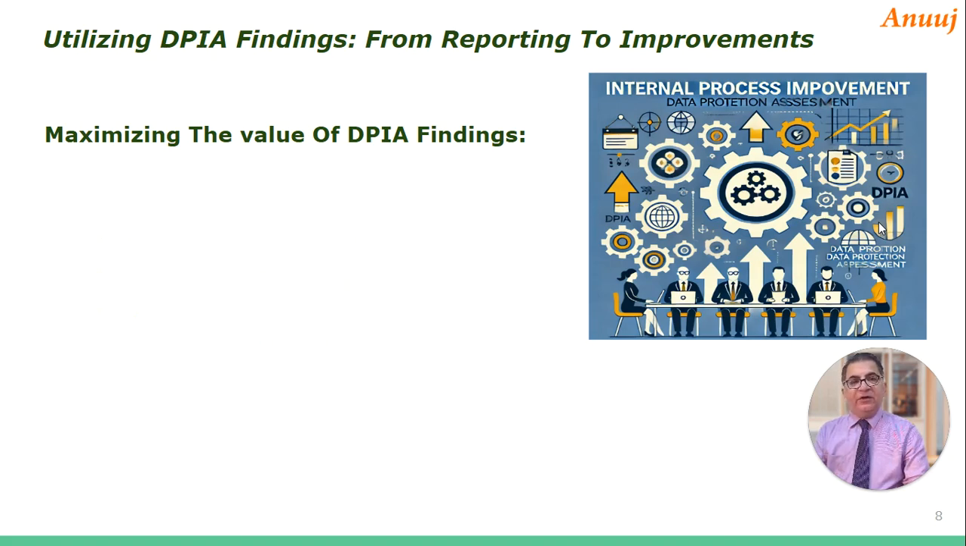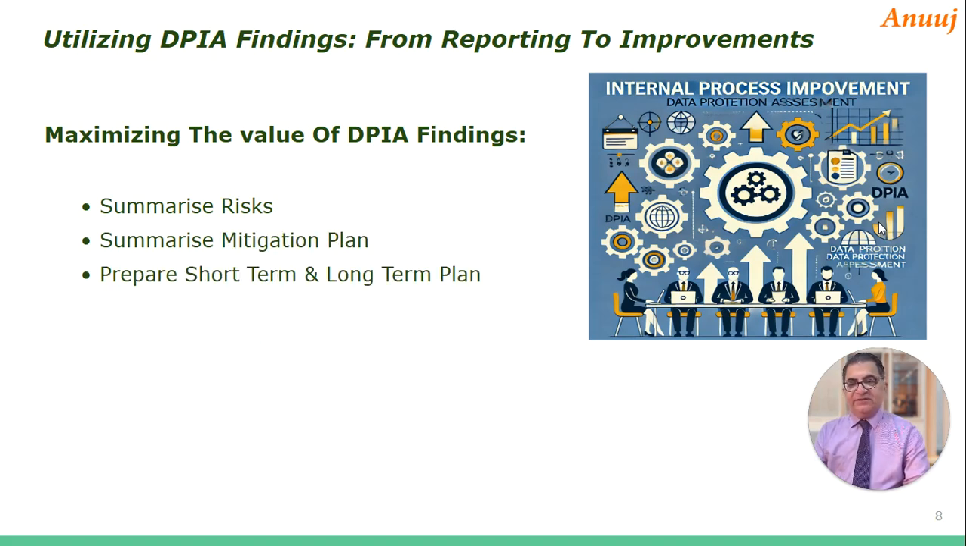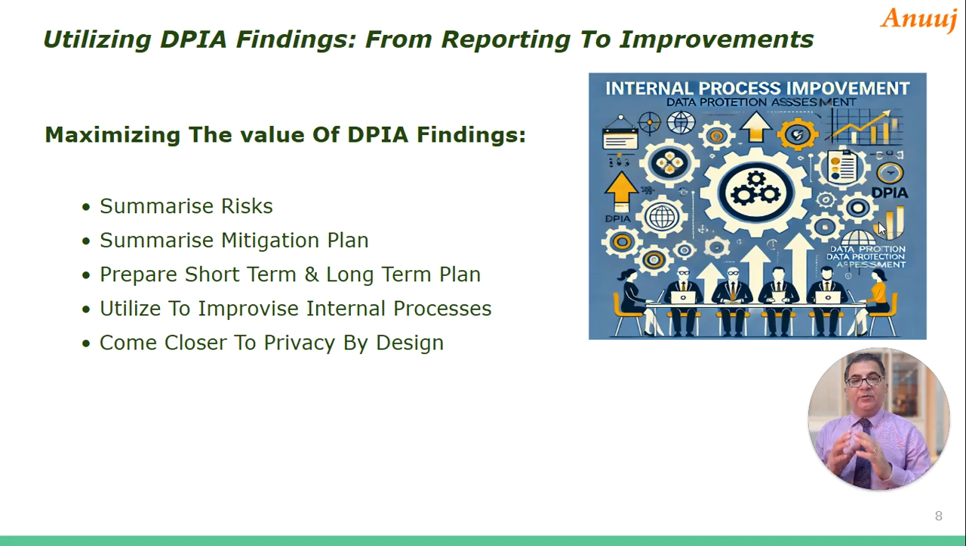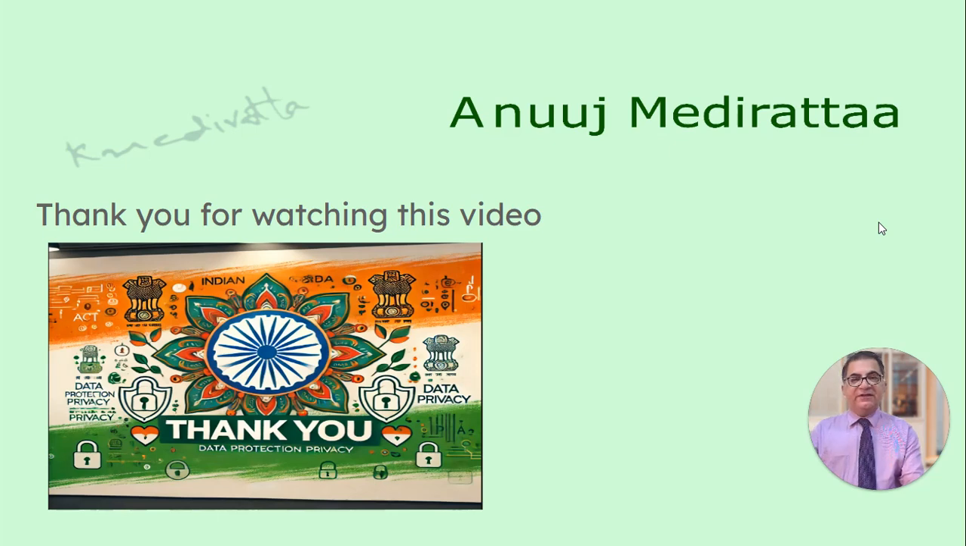You should maximize the value of DPIA findings by summarizing the risks, summarizing your mitigation plans, preparing your short-term and long-term plans to mitigate the DPIA risks, and utilizing them to update and recreate your internal data processing processes. Come closer to Dr. Ann Cavoukian's model of privacy by design. Reinvent or improvise your processes such that anything that gets processed takes care of the respective privacy then and there, instead of looking into privacy separately and routine working processes separately. So that's about the best possible utilization of your DPIA findings.